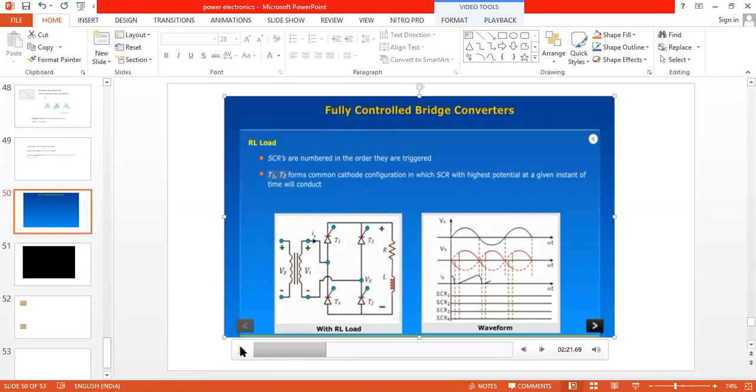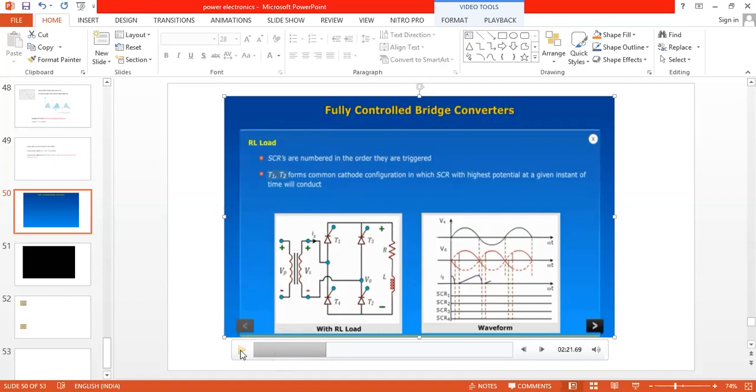So there are three cases. Case 1, omega t equal to alpha, omega t equal to pi, and omega t equal to pi plus alpha, which we are saying is beta. Beta is equal to pi plus alpha. At omega t equal to pi plus alpha, what's going to happen? The energy released by the inductor is completely released, the stored energy is 0. Inductor releases the complete stored energy, and now the SCRs T3 and T4 are turned on.